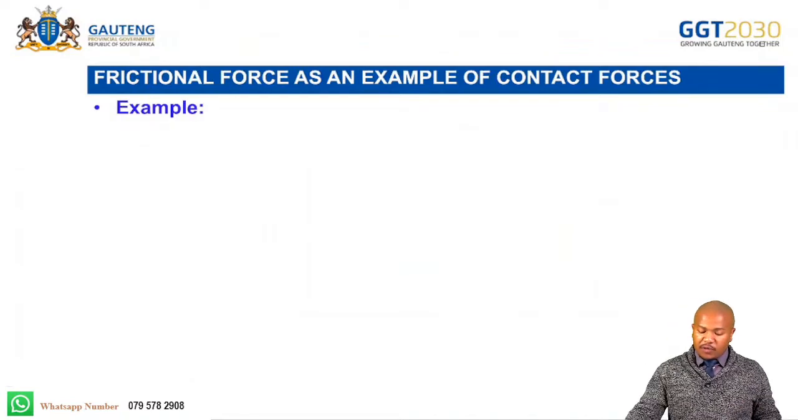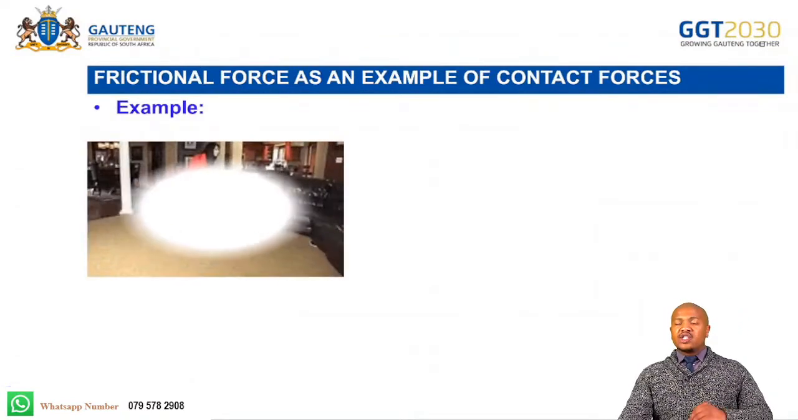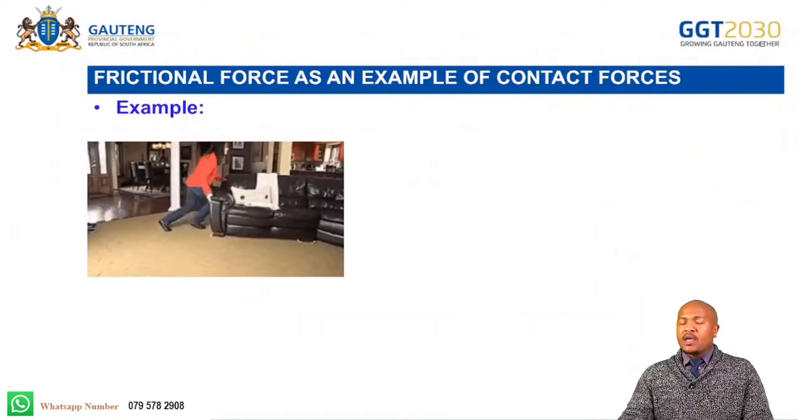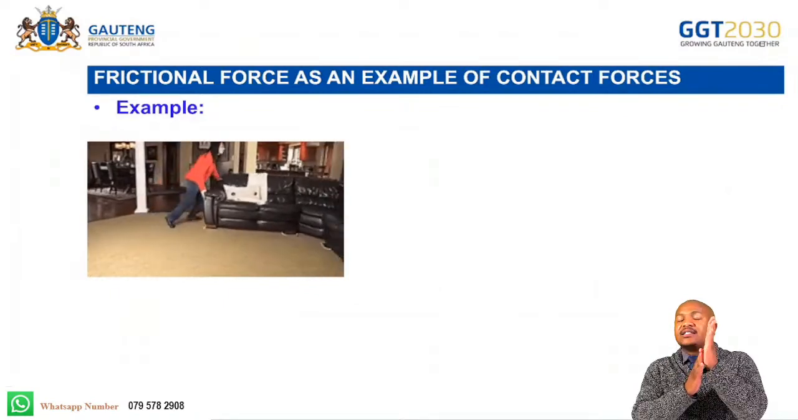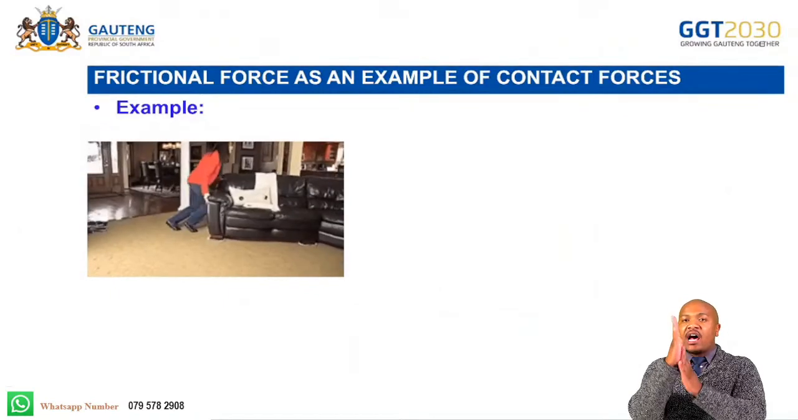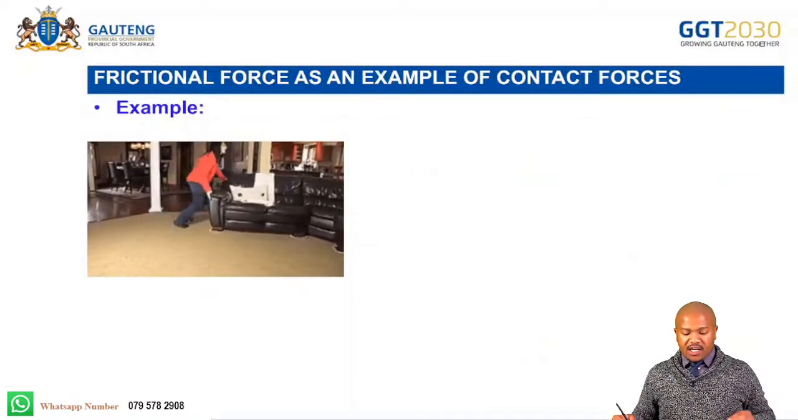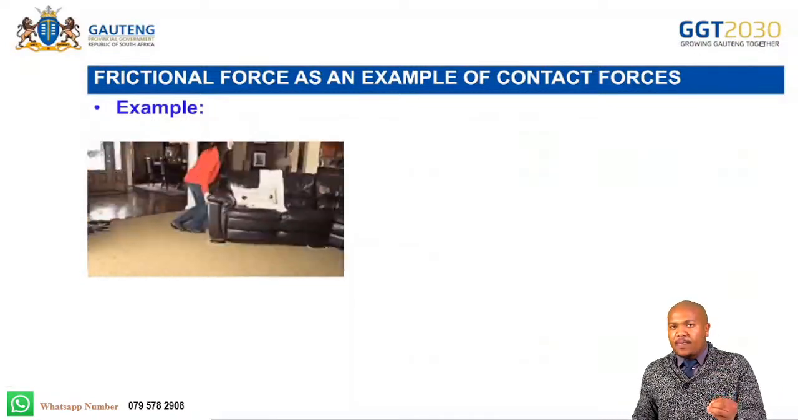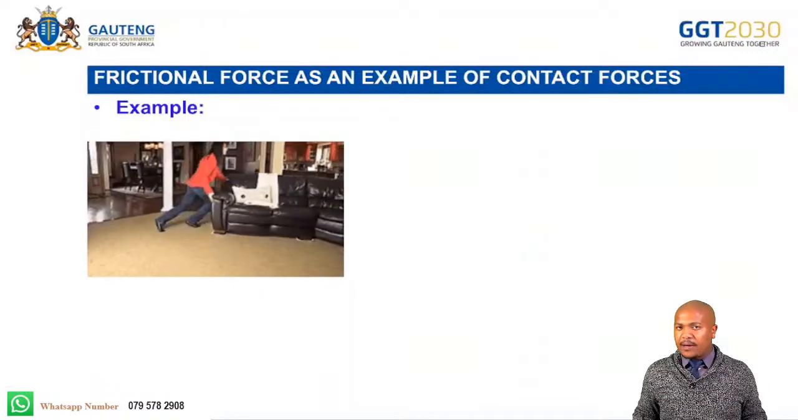Now moving on to frictional force as an example of contact forces as well. So force of friction happens when two objects touch and slide against each other. So they create friction in between them. They create what we know as friction. So they need to touch and slide against each other.